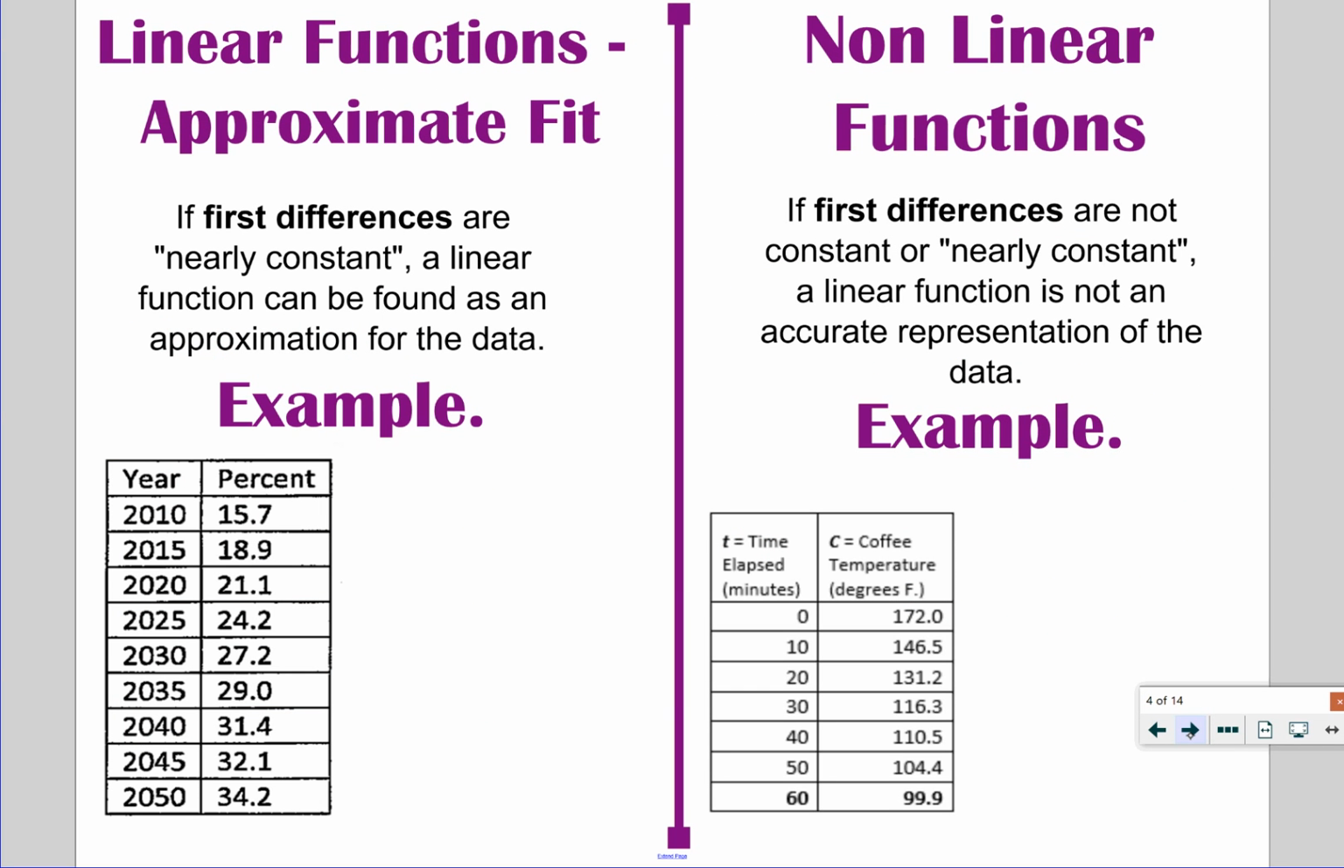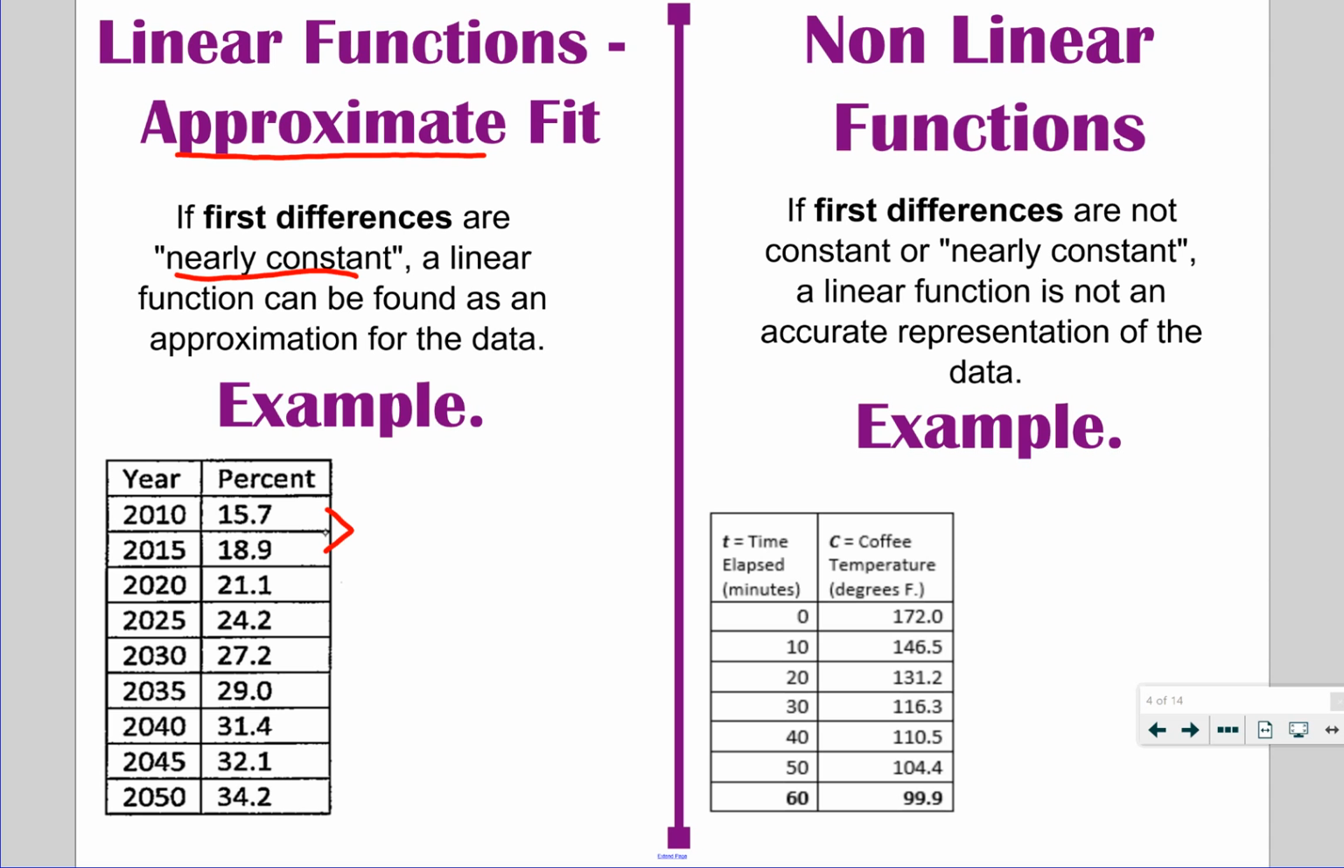Some sets of data are approximate fits or nonlinear fits. So let's look at the one on the left here. It says if first differences are nearly constant, so close to the same number over and over again, but not necessarily exactly the same every time, we can still use a linear function to model it, but it's only an approximate model versus an exact model, so it's an estimation. So let's look at first differences in this example.